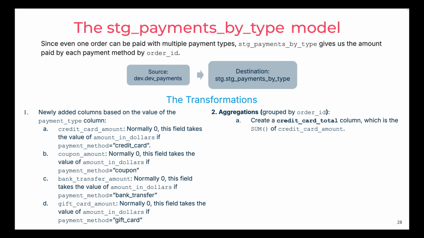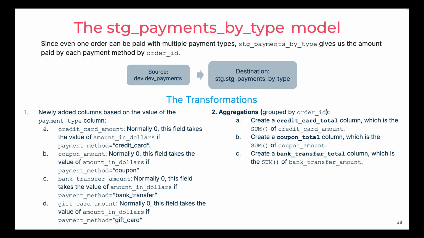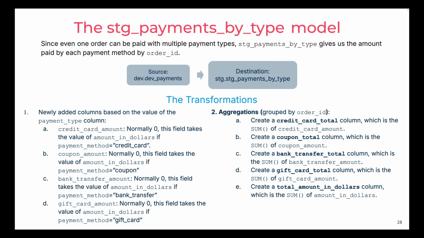We create a credit card total column, which is the sum of credit card amount. Similarly, we create for coupon total, bank transfer total, gift card total as well. These are new columns. And then we finally create a total amount in dollars column, which is the sum of amount in dollars. And finally, we sort by order ID.